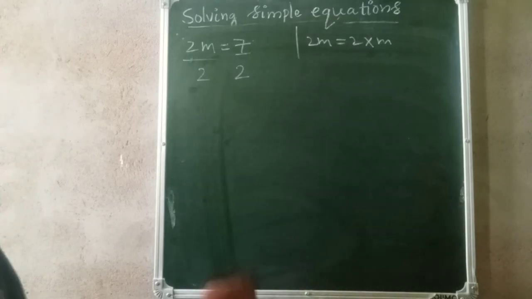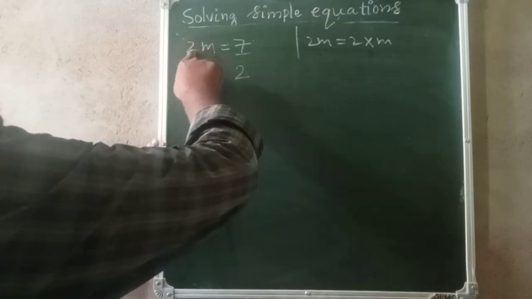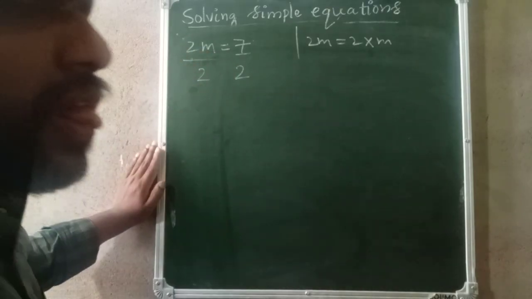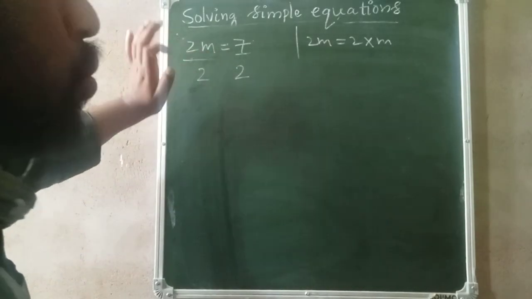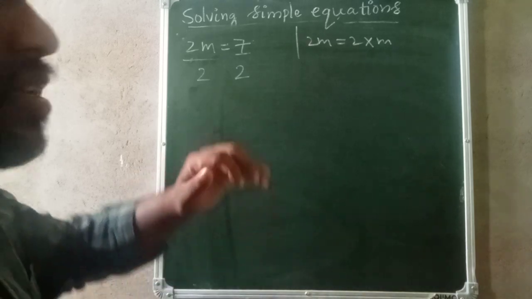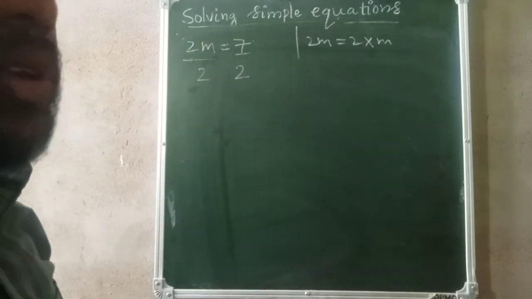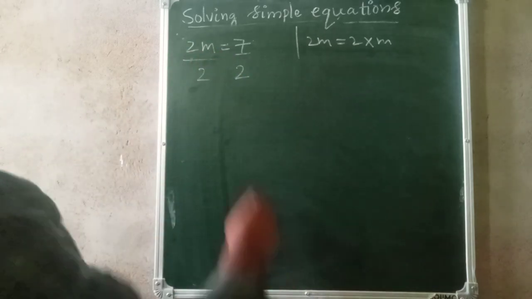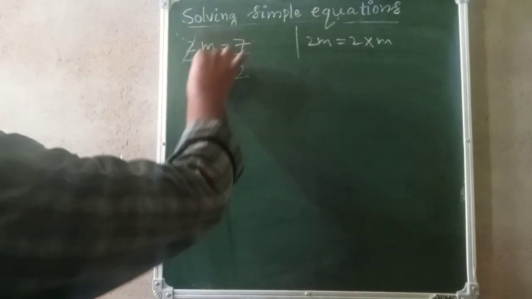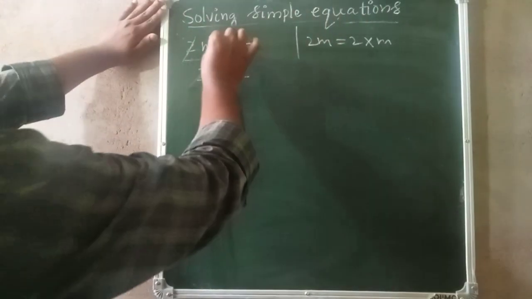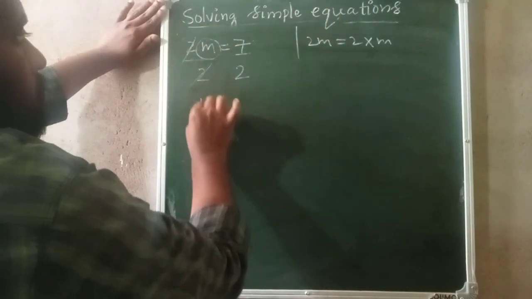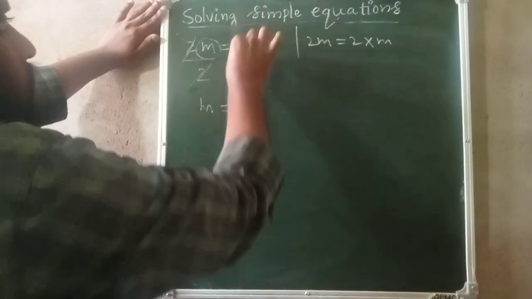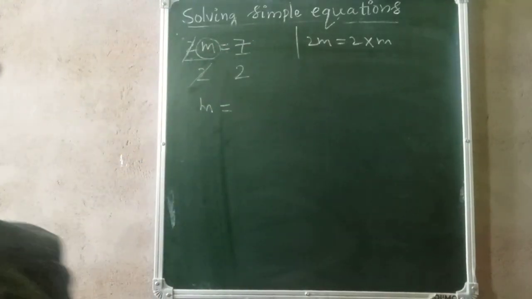Now between 2 and m into is there, so we can cancel 2 and 2. If there is plus or minus between 2 and m, that time we cannot cancel 2. So because of into, you can cancel 2 2. So what is left? M is equal to 7 by 2.